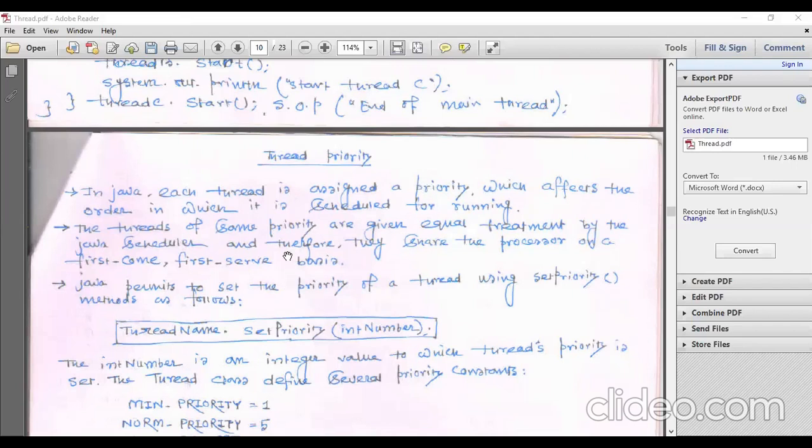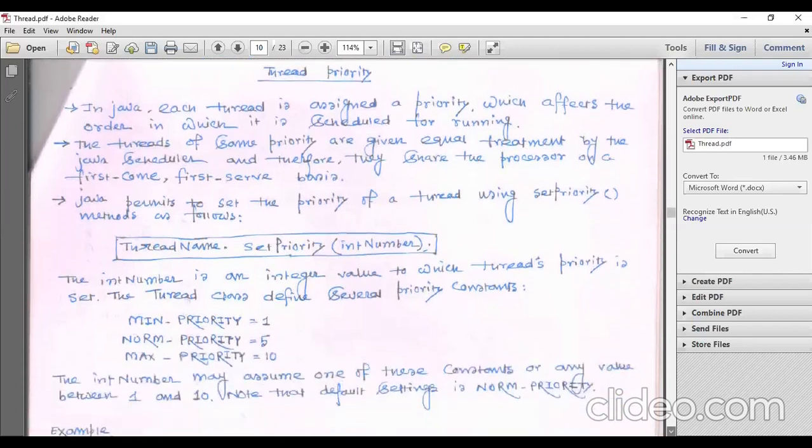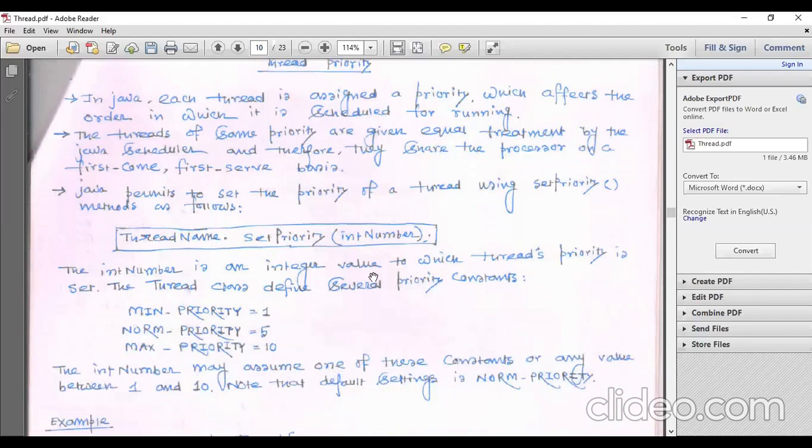And the threads which have the same priority are given equal treatment by the Java scheduler. Fine. And at the same time, I must say there is a method that is setPriority. Using setPriority, we can set the priority value of a thread. And similarly, we have another method which is called getPriority. Using that getPriority method, we can retrieve the priority value of a thread.